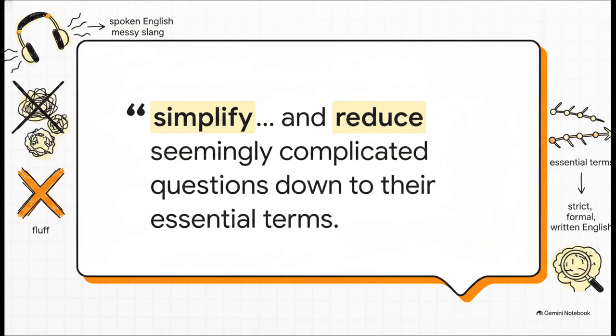As Meltzer perfectly puts it, the ultimate goal is to teach you to simplify and to reduce seemingly complicated questions down to their essential terms. So, the absolute most crucial point I need you to take away right now is this. Stop relying on your ear. Your ear is tuned to spoken English, which is full of messy slang, dramatic pauses, and run-ons. But the SAT tests strict, formal, written English. We have to strip away all that distracting fluff and just look at the bare bones of the sentence.